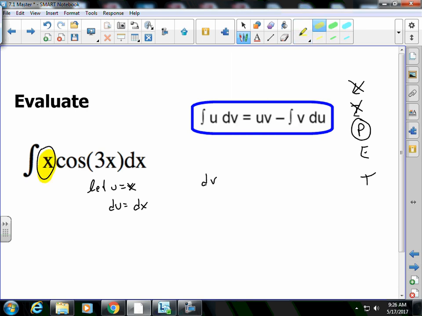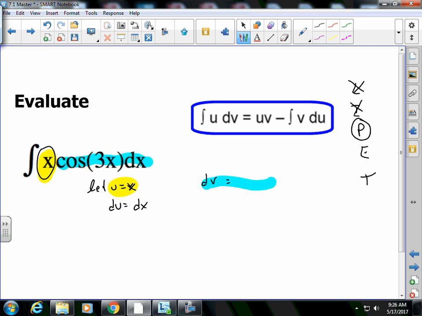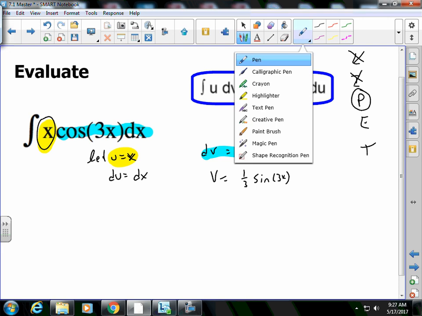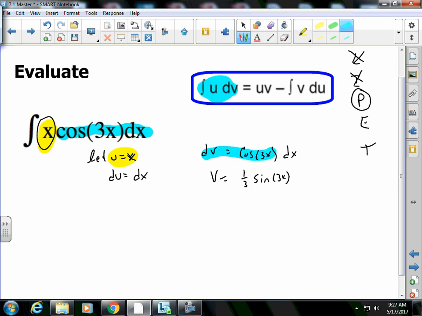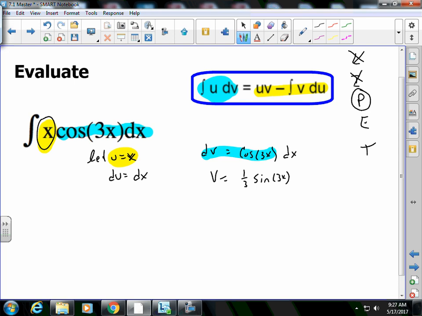If this was u, this has to be dv. So my dv is equal to cosine 3x dx. So that means v had to be 1/3 sine of 3x. So now we have a u, a v, a du, and dv. So we can now say that I have what I was looking for. This is the u dv part. I'm going to now build this part, the uv minus the integration of v du.